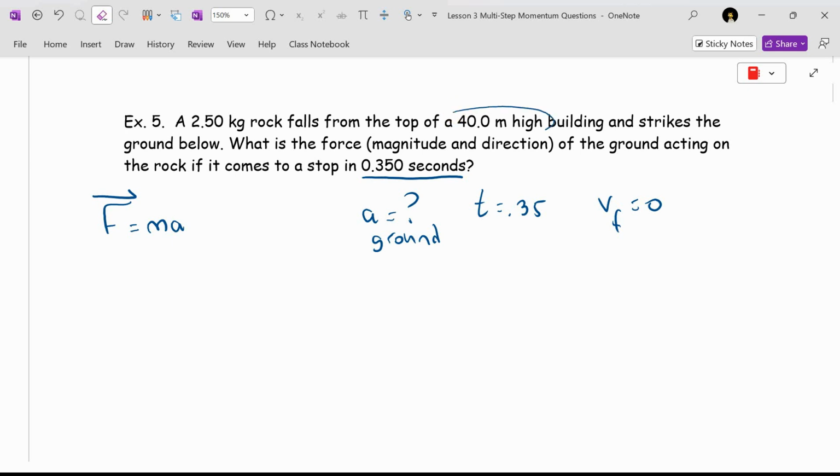So they gave, don't write this down, they gave me that. Is that how far it traveled after it hit the ground? Not going to help me. Might help me later on. What do I need to find A? I need this.